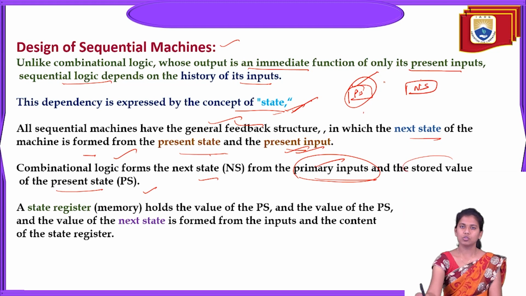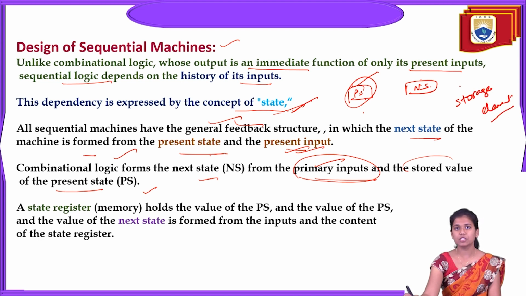Here the next state and present state have the storage elements. They store some information. The next state is formed only with the help of the present state, because this present state holds the present input and the present state. The combinational logic based on the sequential machines can be formed based on the present state itself. What does this present state have? This present state has the primary inputs.